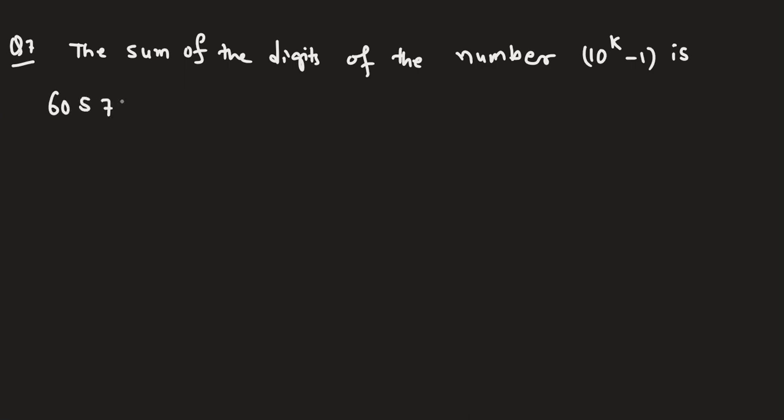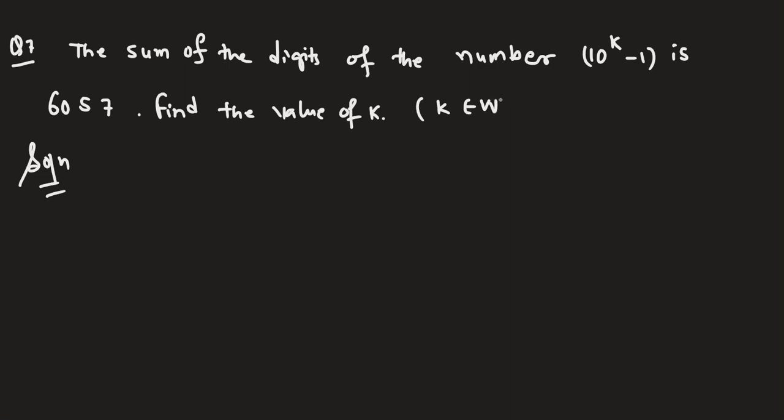6057. Find the value of k. Okay now. So the sum of the digits of this number is this one. So first of all, here k is given as belonging to whole numbers, non-negative integers.